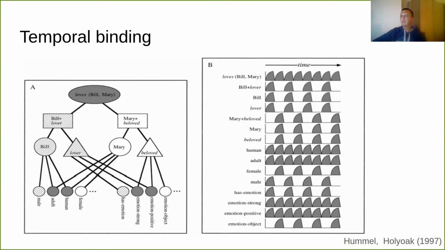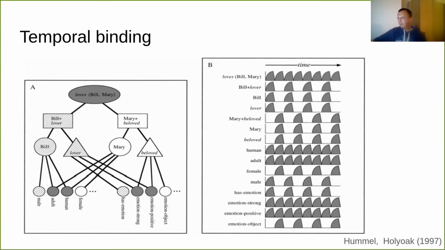So for example, if you want to encode Bill loves Mary, then the representation of Bill and the representation of lover should be activated at the same time, right here. And the representation of Mary and the representation of beloved are activated at the same time. This is how they are bound. This is how the system knows that Bill is lover and Mary is beloved. If you want to encode Mary loves Bill, then Bill will be activated at the same time as beloved, and Mary will be activated at the same time as lover.